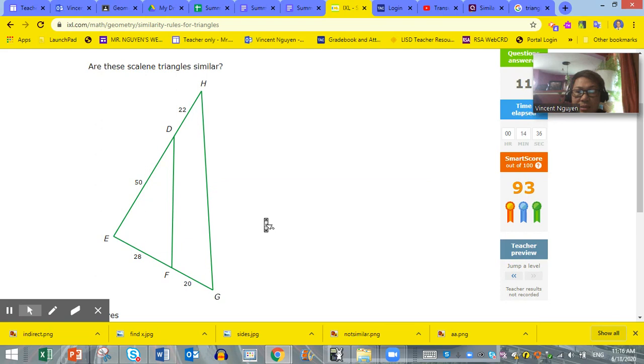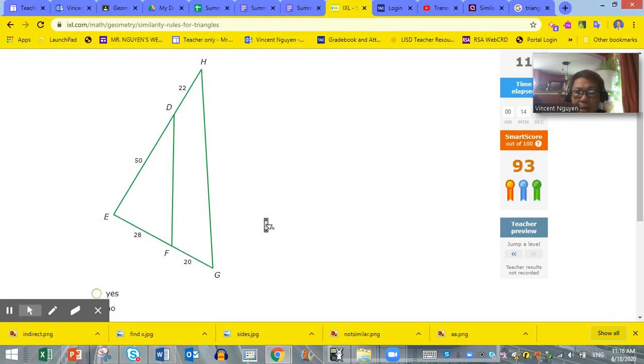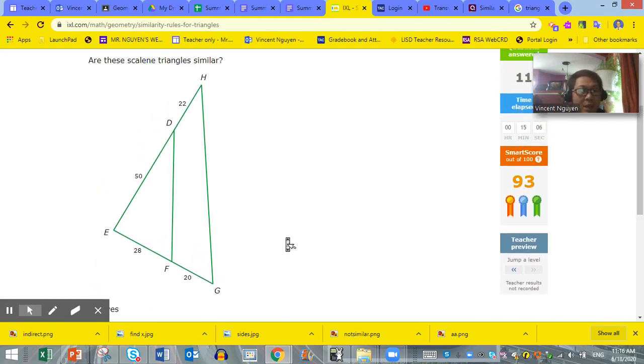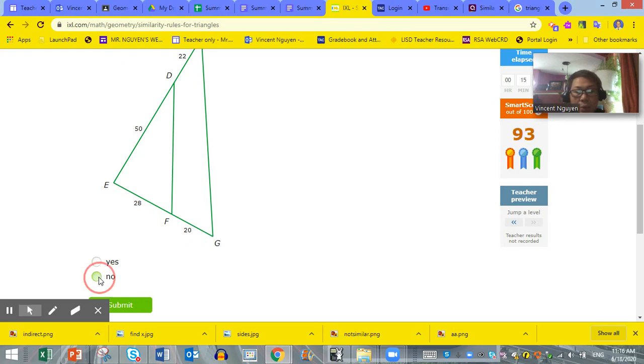Are these similar? I don't think so, but let me check. It could be deceiving. These are not parallel, certainly. So I'm just going to check the ratio to see if it's true. 50 compared to 28, nah. 22 compared to 20, 22 is barely bigger than 20, but 50 is very big compared to 28. So right off the bat, you don't even have to do the math to know that these are not proportional. So I'm going to hit no. Just a very good guess without doing my work, but I'm very confident.